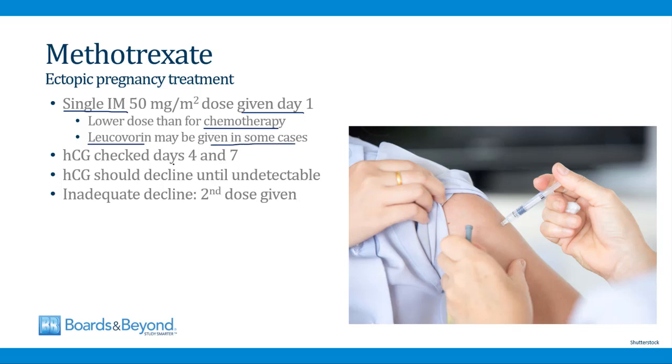Serum HCG levels are checked on days 4 and 7, and they should decline until they become undetectable. If there's an inadequate decline in the HCG level, a second dose can be given. And then, as I said before, in some women, when the HCG level does not decline enough, surgery is ultimately required for a methotrexate failure.